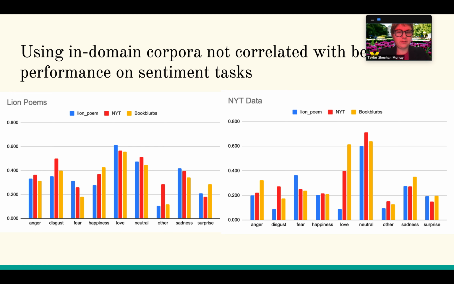And similarly, for the graphs on the right, this is tested on New York Times data, so we'd want to see the New York Times, which is the New York Times sentiment analysis model trained with New York Times word embeddings, which is the red bar, perform the best. But we don't. It's kind of all over the place. So we weren't able to determine that this in-domain corpora was correlated with better performance on the sentiment analysis tasks.